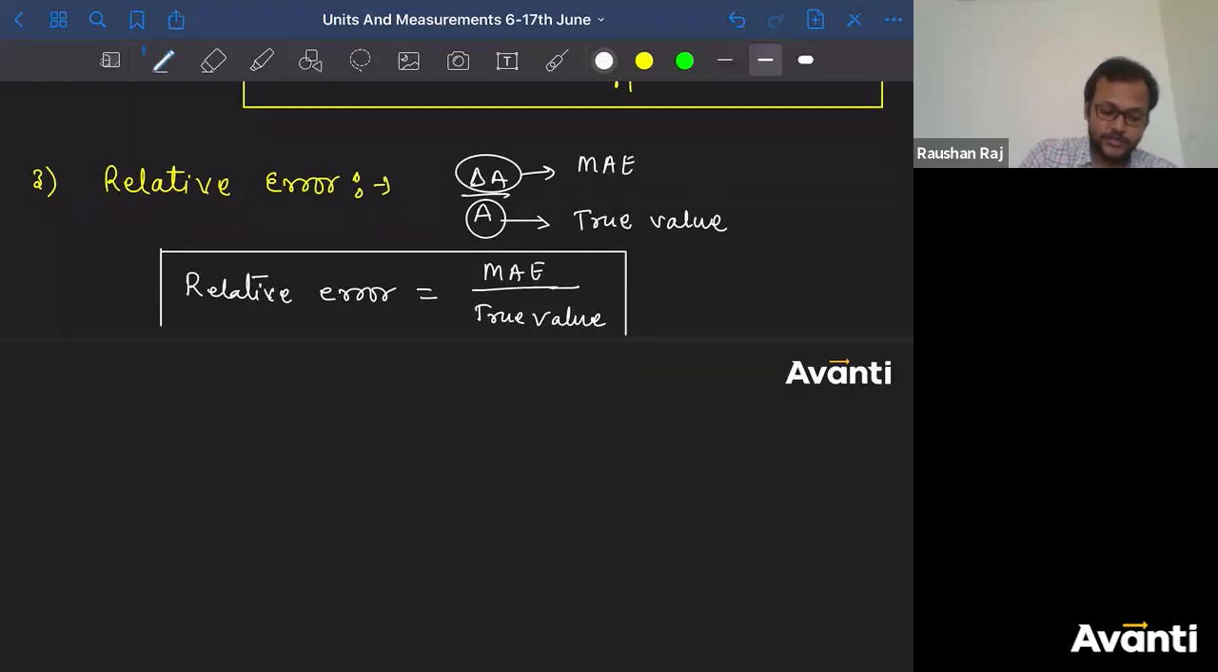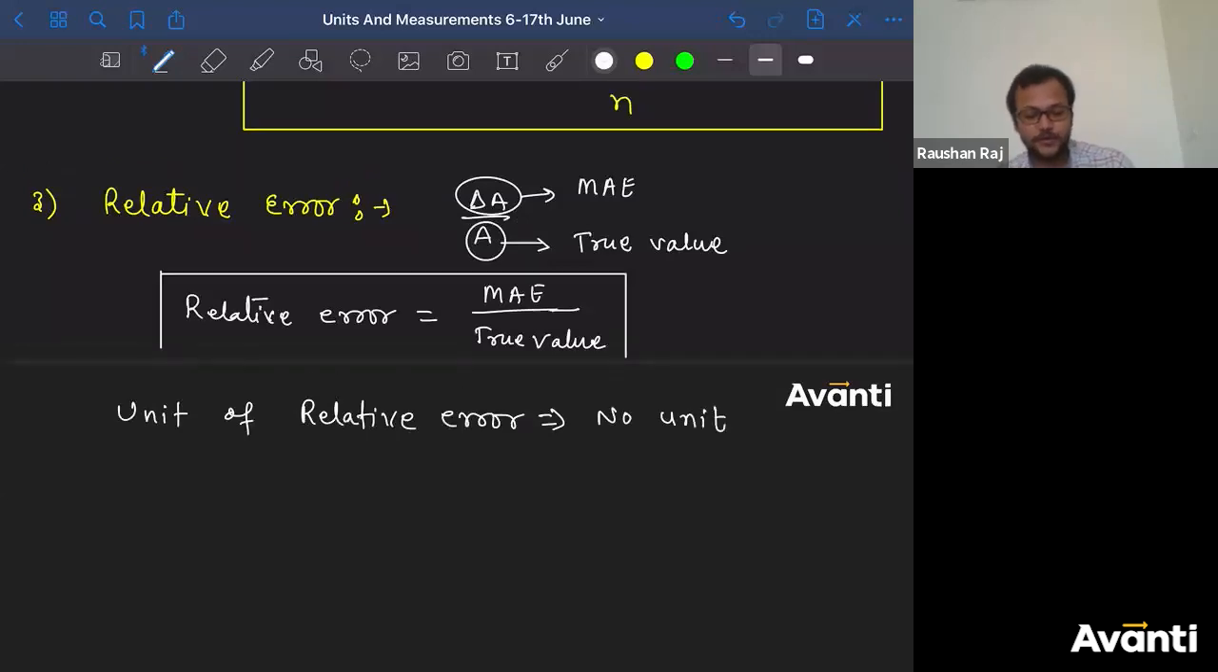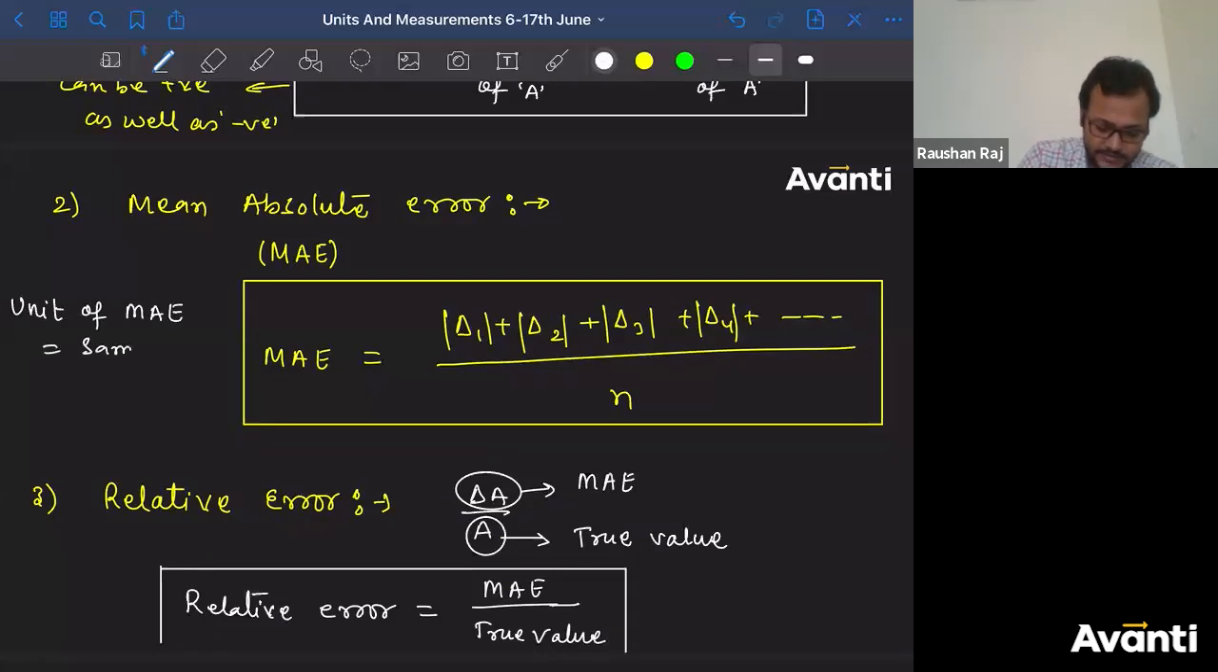अच्छा, tell me, what will be the unit of relative error? Tell me, bachcha log, what will be the unit of relative error? Come on, guys, give me the answer. No unit, right? It will have no unit. What will be unit of mean absolute error or absolute error? बताइए. Tell me, what will be the unit of mean absolute error? Same as that of the physical quantity. So the physical quantity that you are measuring.